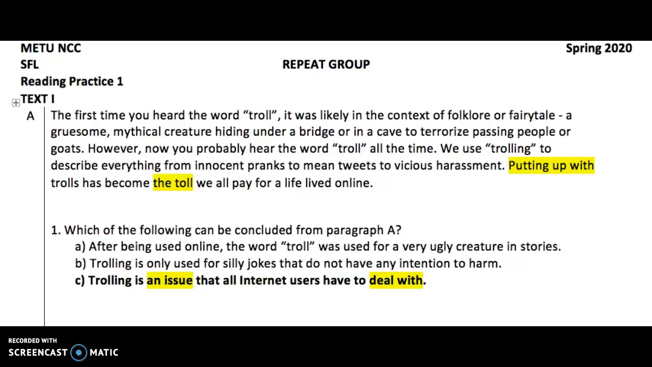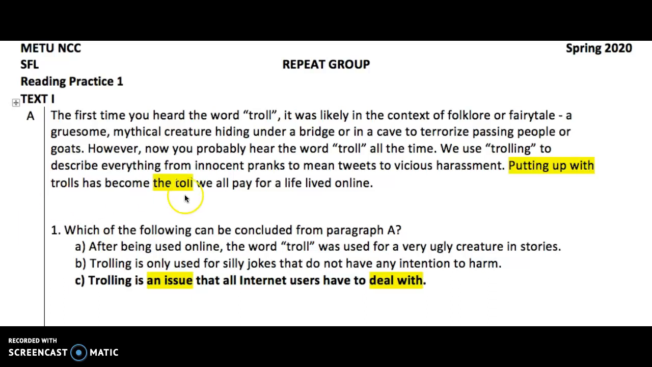Question number 1 is a conclusion question, and in order to answer such questions, you need to have a general idea of the whole paragraph, but you should focus your attention especially on the last few sentences. Also, while going through the options A, B, C, please pay attention to the synonyms, because the answer will be the rephrased version, rewritten version of the idea in the text. So it has to use synonyms in order to express the same idea in a different way.